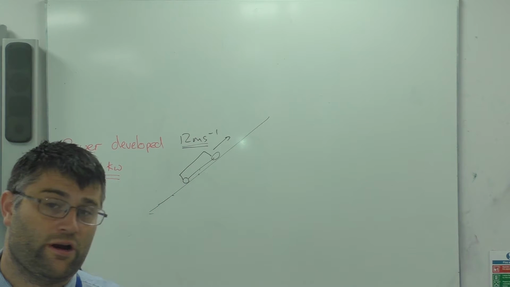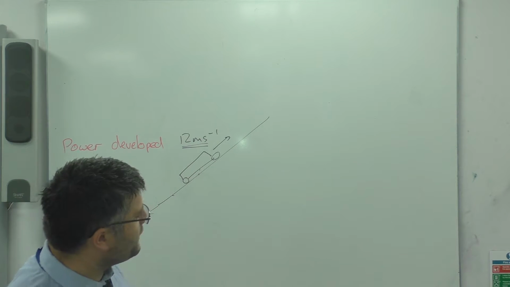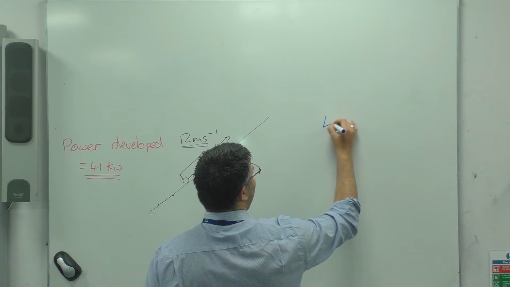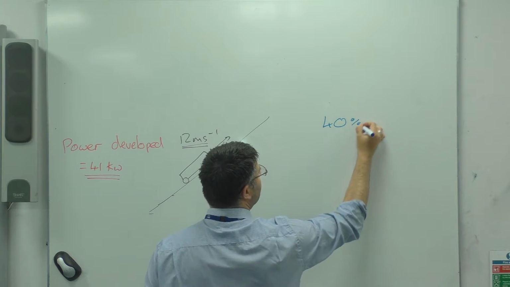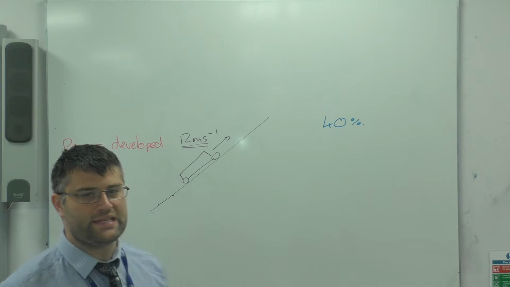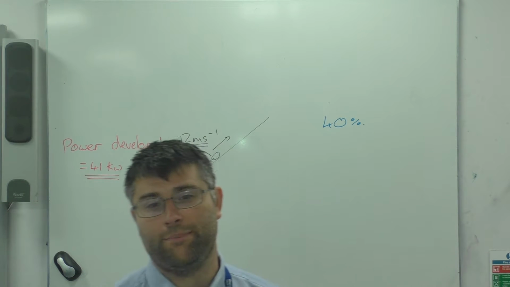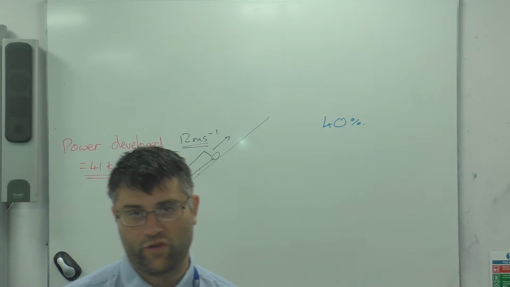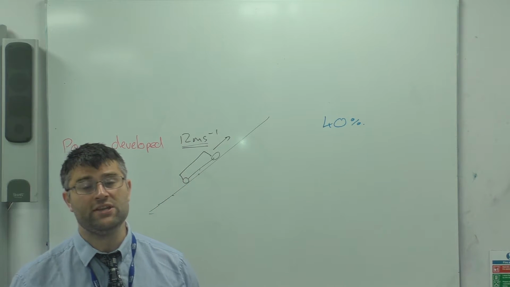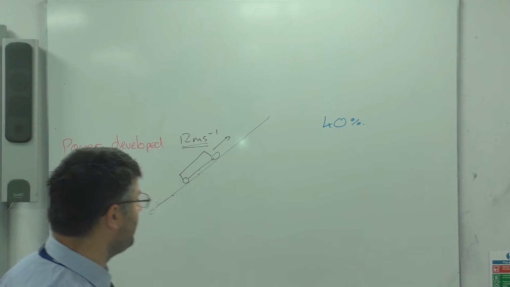Now, we're told, or I'm about to tell you, that the efficiency of this vehicle is 40% efficient. Now, 40% means that 40% of the energy I put in gets used usefully. Okay, 40% of the energy I put in gets used usefully.